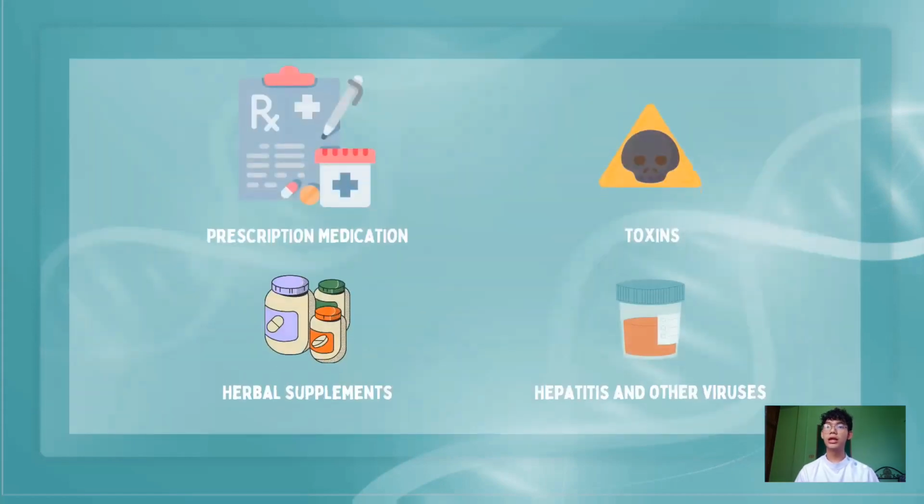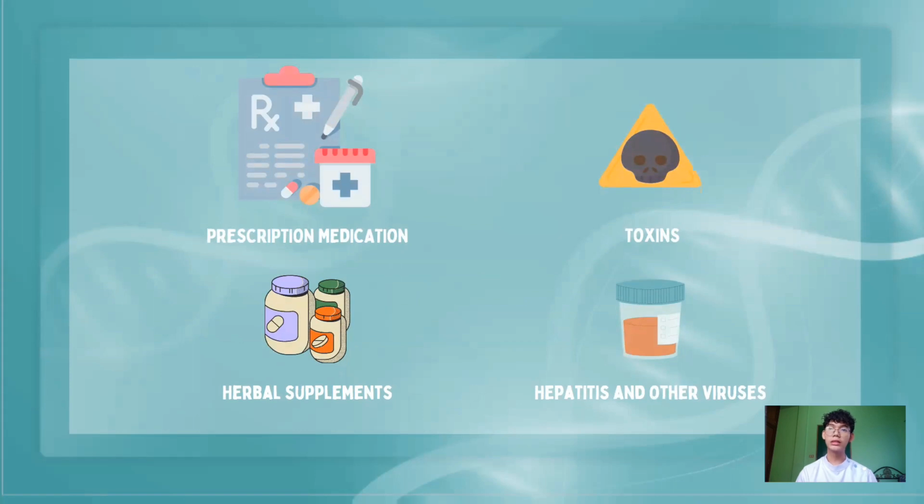Some prescription medications, including antibiotics, nonsteroidal anti-inflammatory drugs, and anticonvulsants, can cause acute liver failure. Next, herbal supplements. Herbal drugs and supplements including kava, ephedra, skullcap, and pennyroyal have been linked to acute liver failure.